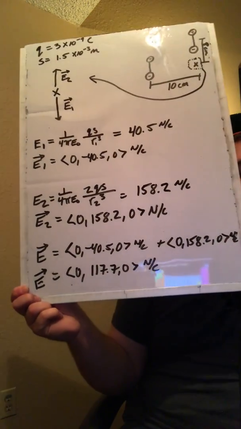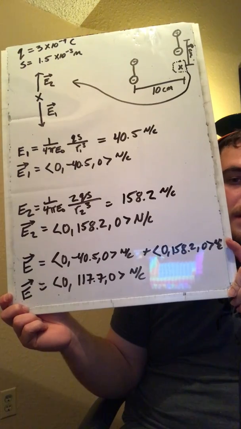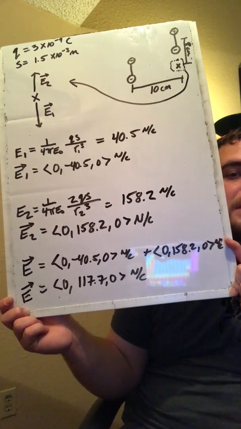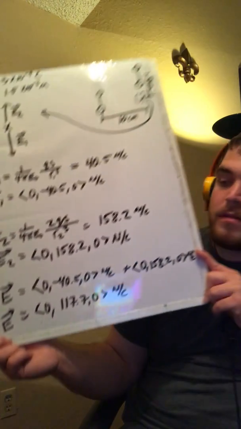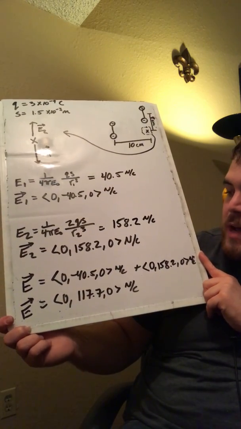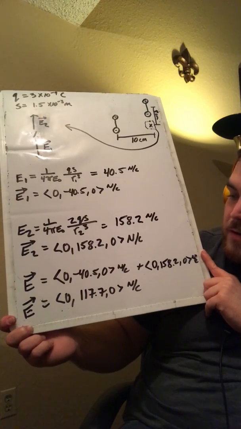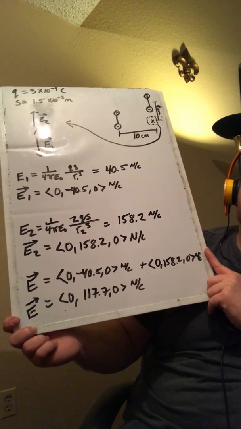The final step in this problem is to add the vectors together. This really couldn't be any simpler. With this specific case, you're basically just adding 158.2 to negative 40.5, and that gives a final vector of 0, 117.70, 0 newtons per coulomb.